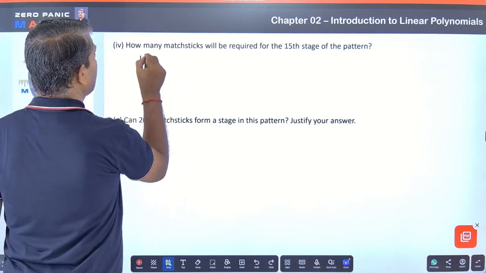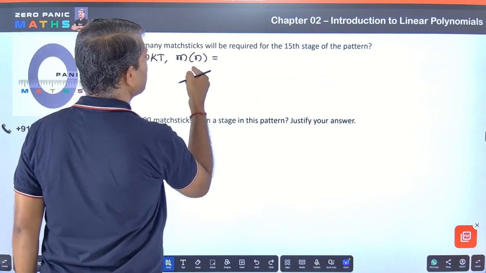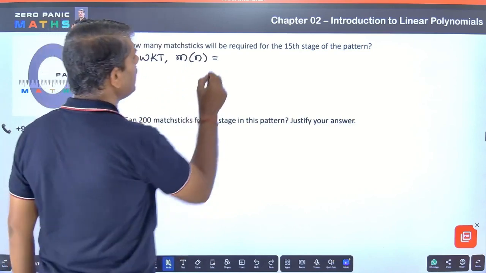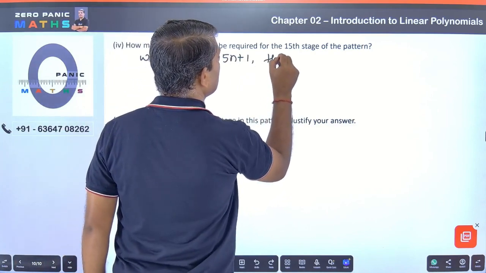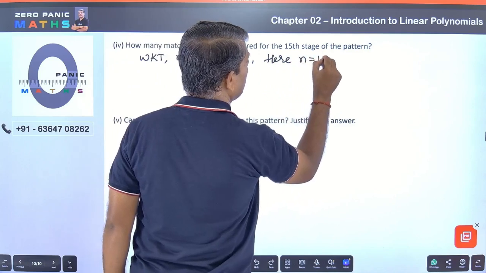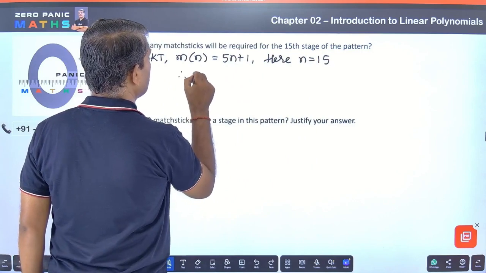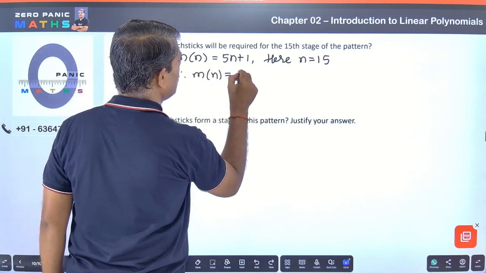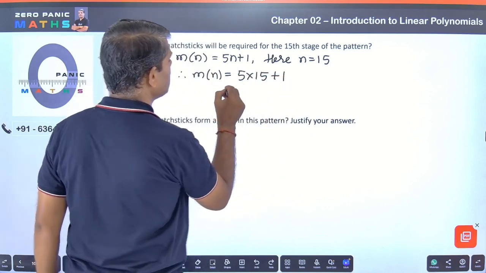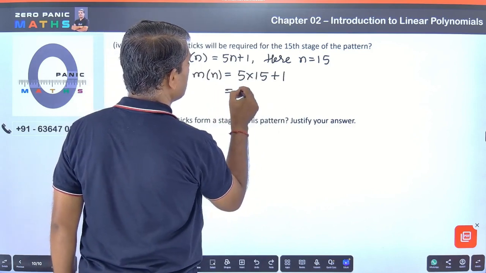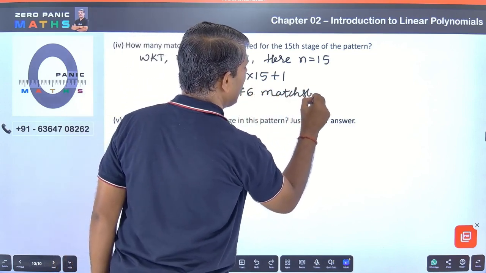So we know that m of n is matchsticks at stage n. m of n is equal to 5n plus 1, and here given is n is equal to 15. That is the 15th stage. So therefore m of n is equal to 5 into 15 plus 1. That is 15 5s are 75, plus 1, that is 76 matchsticks are required at stage 15.